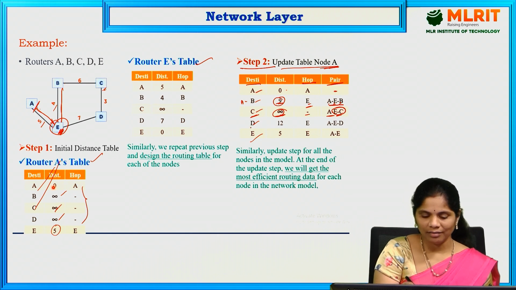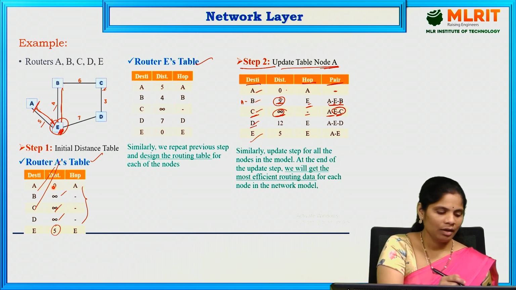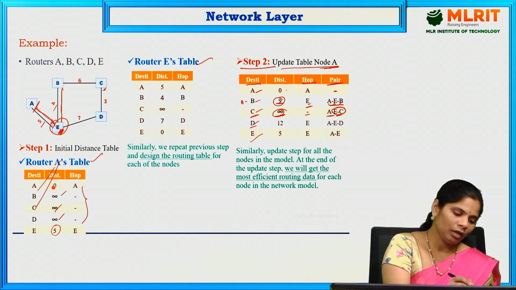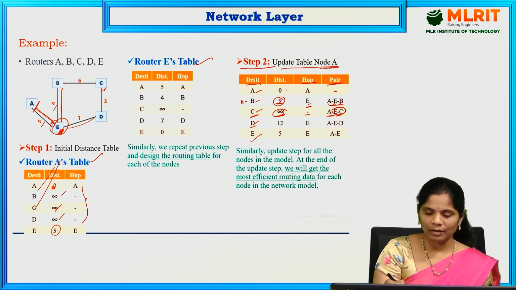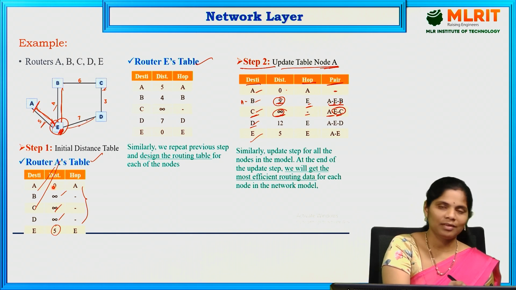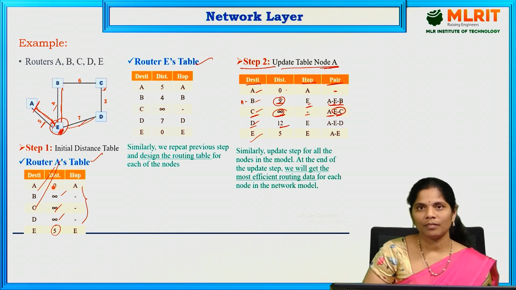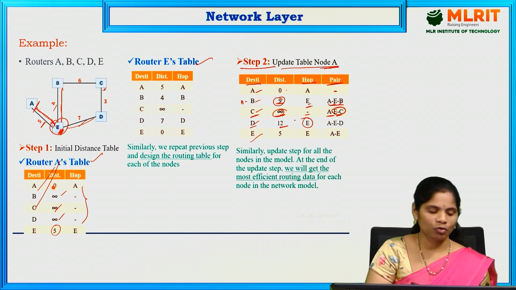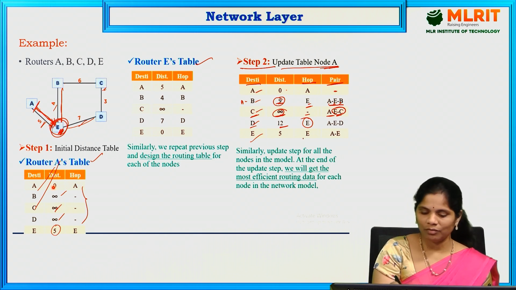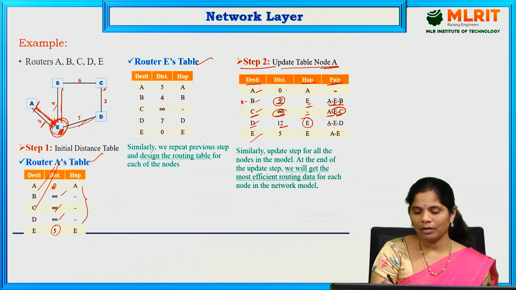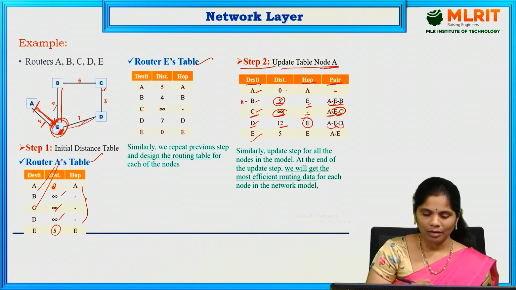And the next case is A to D. How do we have to travel from A to D? A to E, then E to D. Suppose we take that particular case, what is the total distance? 5 plus 7 is 12. And for the next hop, how are we traveling from A to D? The next hop is E only, so we write E. The condition is A to E, E to D we have to travel. That is the pair. This is A to D.